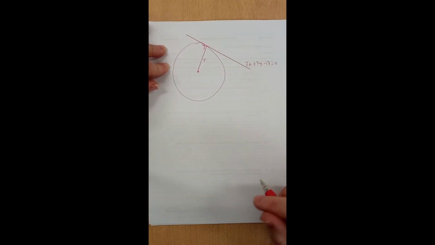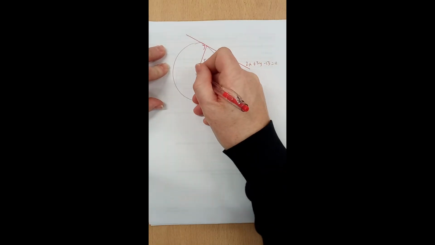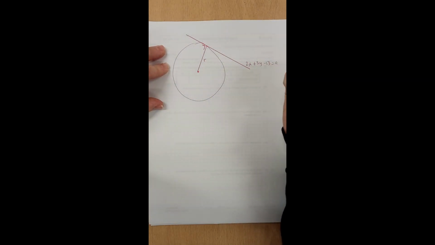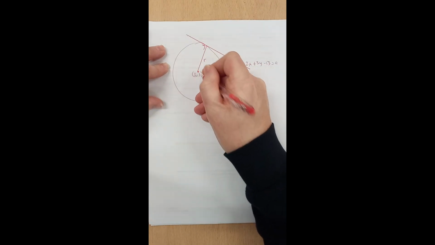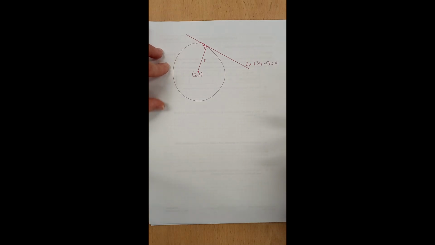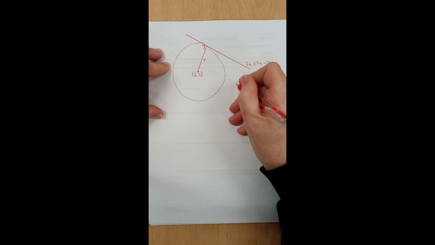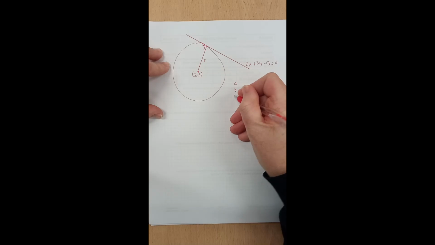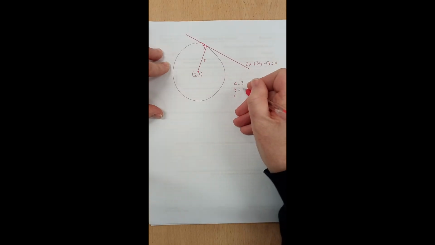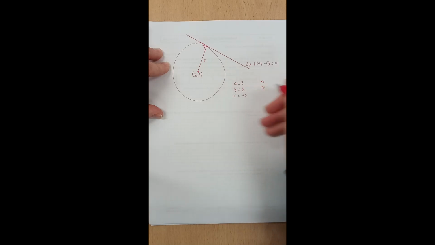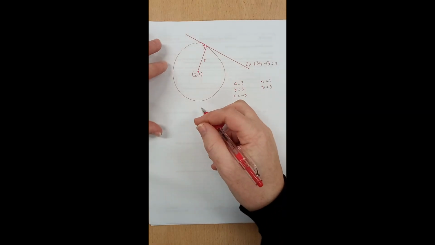So let's give this circle a simple center. We'll go with easy, we'll go with 2 and 3. Now let's use our perpendicular distance equation. Remember, to use perpendicular distance, we need an a value, a b value, a c value, an x1, and a y1. So a is 2, b is 3, c is minus 13, x1 is 2, and y1 is 3. Let's put it into our formula.